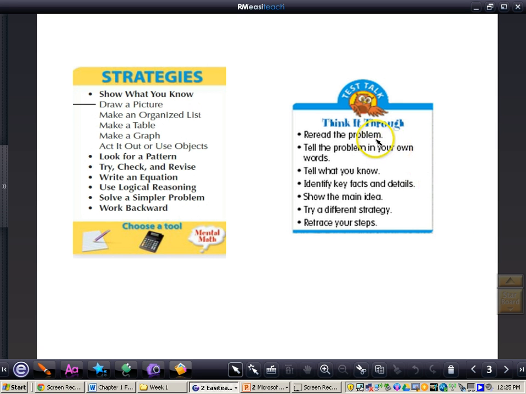Now we're going to continue on with the other word problem strategies. We always want to read the problem over a couple times. We want to focus in on telling what we know. Explain it in our own words, identify key facts and details, show your work or show the main idea. If it doesn't work, try a different strategy, possibly even retrace your steps. So what I want you to do is pause the video and write this down as some of the strategies and some of the things that you can do to solve these word problems.